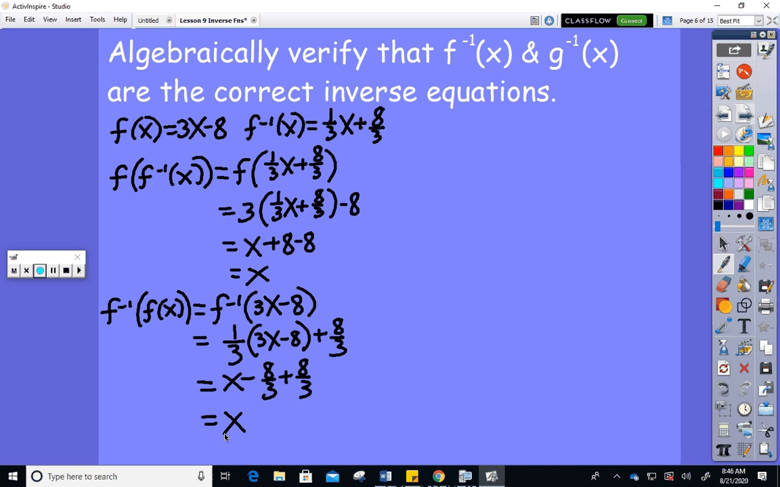Now, I can show you the exact same thing for g of x and g inverse of x, but I have a feeling you might like me to skip this algebra. I bet you feel pretty comfortable with it. And let me use g of x and g inverse of x to verify in different ways.